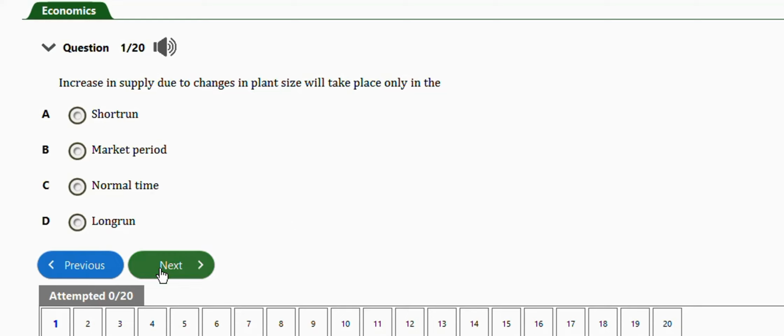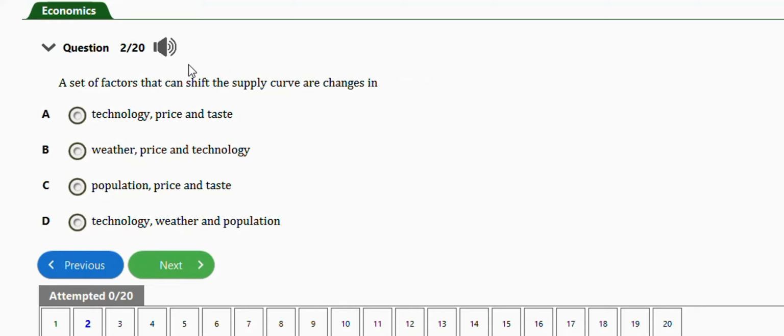The next question is this one. It says a set of factors that can shift the supply curve are changes in technology, price and taste, weather, price and technology, population, price and taste, technology, weather and population. So guys, the right answer is option D, technology, weather and population. Very important: price basically does not shift the supply curve. Okay.